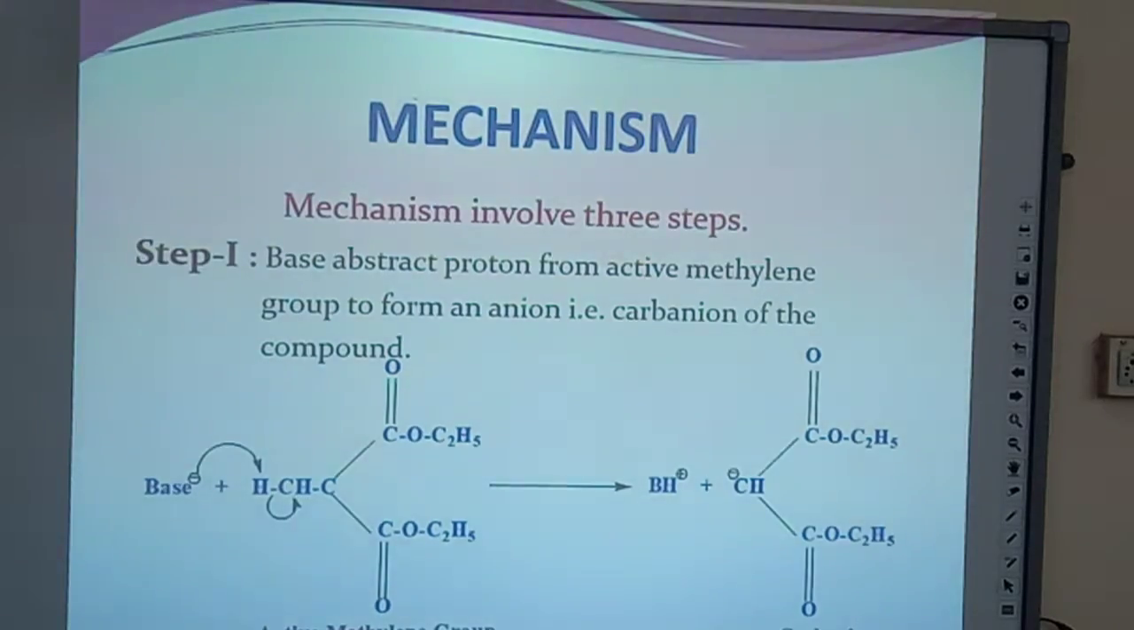In the first step, the base abstracts a proton from the active methylene compound and forms a carbanion as the intermediate. So you see in the reaction, a base is used; you can use any kind of base from the base list I mentioned above, and this base abstracts the proton and forms the carbanion as the intermediate.